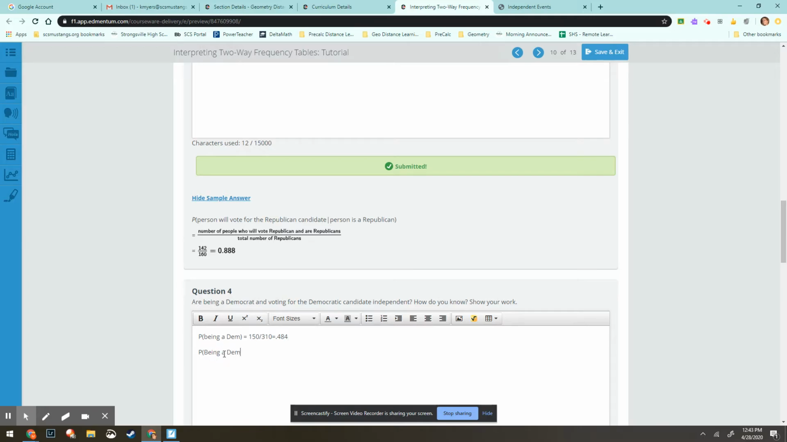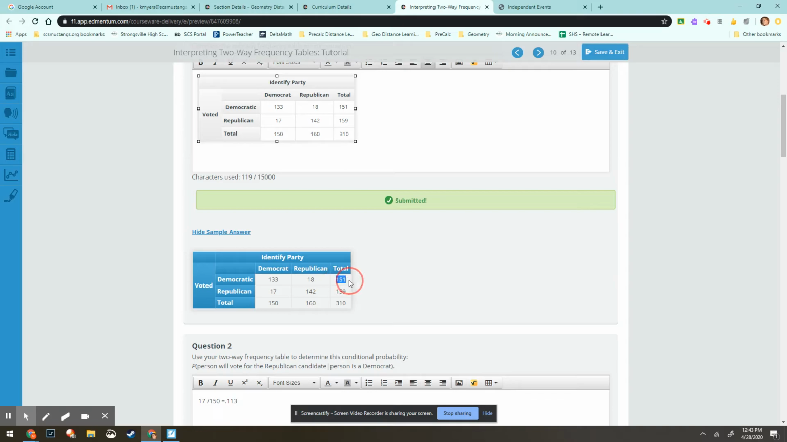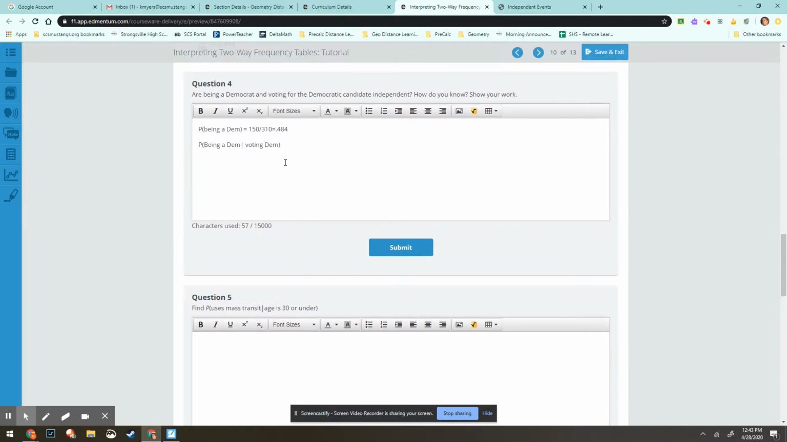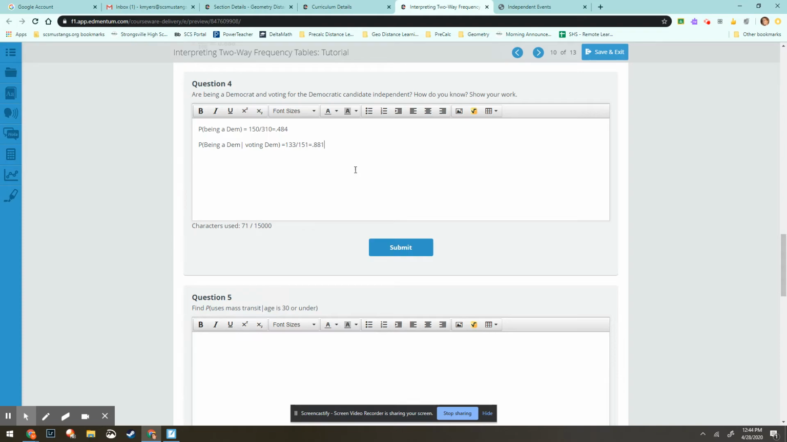So now we're going to look at the probability of being a Democrat given that you are voting Democrat. The number of people voting Democratic is 151, and the number of Democrats is 133. So it's going to be 133 over 151, which equals 0.881. Remember, according to this formula, if they're equal, then they're independent. If they're not equal, then they are dependent. So these are not equal, so these are dependent events.